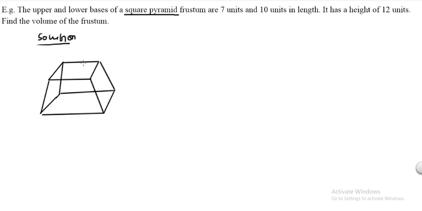So my frustum should look something similar to this. And because it is the frustum of a square pyramid, the upper surface will be squarish and the lower surface will be squarish. This is not totally accurate, but you get the idea.